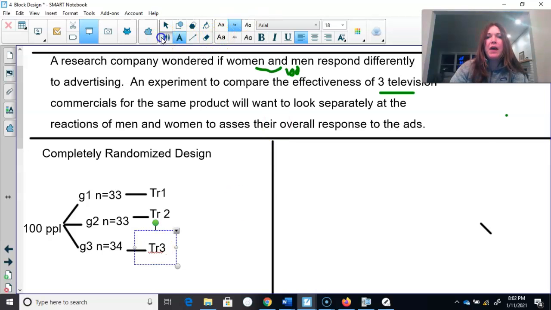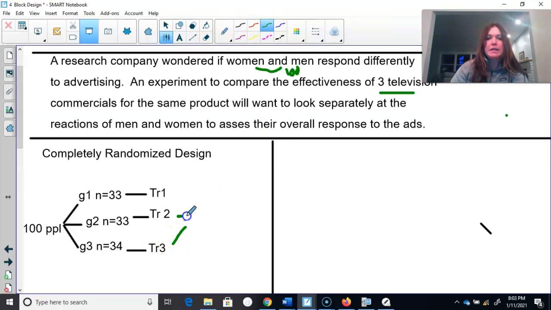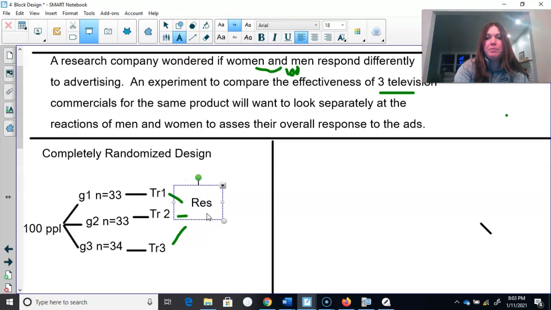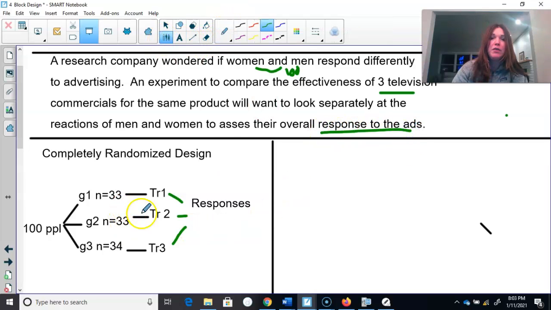And then finally, we'd want to look at the responses. With this, we would say, well, which commercial scored the best with how people responded to those ads, right? The issue is what if in one of these groups there was a bunch of women or a bunch of men? We could say this one disproportionately had more men in it or more women in it, whatever. You could just envision that.